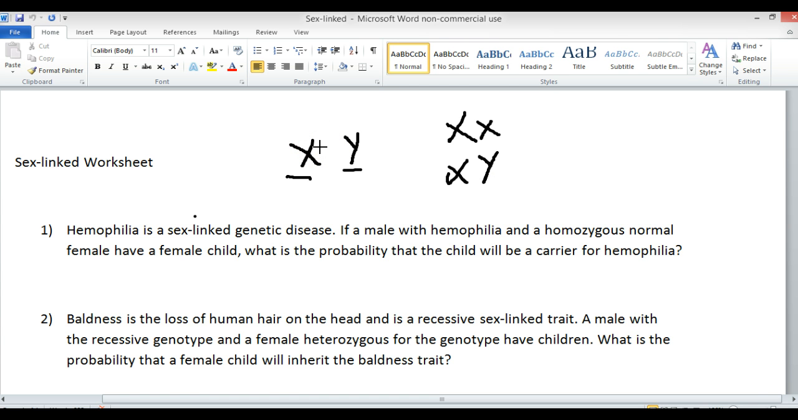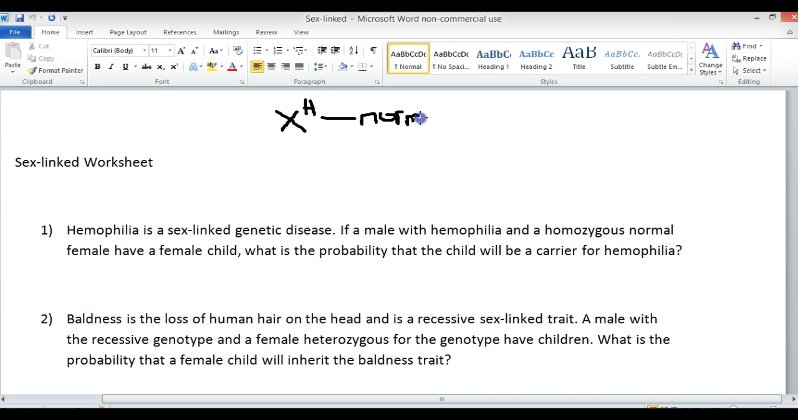When it's a recessive disorder, of course we use a capital letter to denote the dominant trait, and we use a lowercase letter to denote the recessive disease. This time we're talking about hemophilia, so we'll use big H to represent normal, and we'll use little h to represent hemophilia.